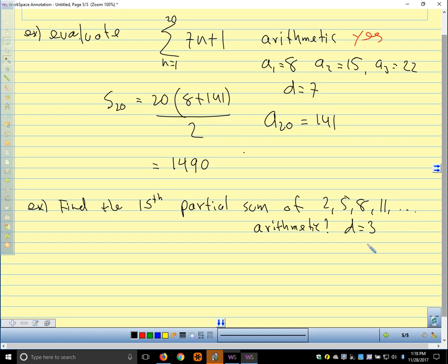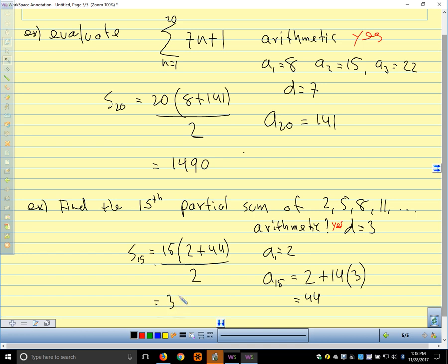If it were not arithmetic, what we would have to do is figure out, like some of our homework problems, a formula for the nth term, and then write out 15 of them and add them together. But because it's arithmetic, we have a nice formula. So I'm going to say yes, d equals 3. A sub 1 is 2. A sub 15, we need to calculate. That's A sub 1 plus 14 times 3, the n minus 1 times d, which is 44. So our 15th partial sum, we're adding together 15 terms, times 2 plus 44, divided by 2. And when we calculate that out, we get 345.